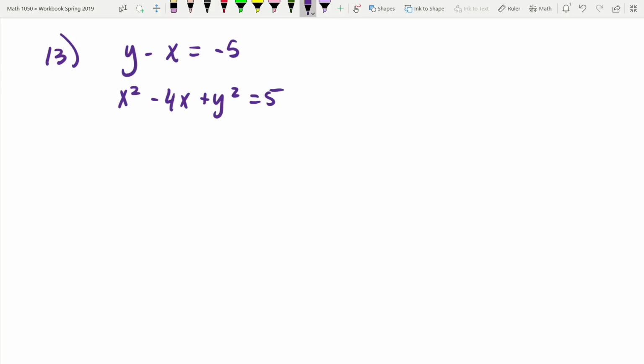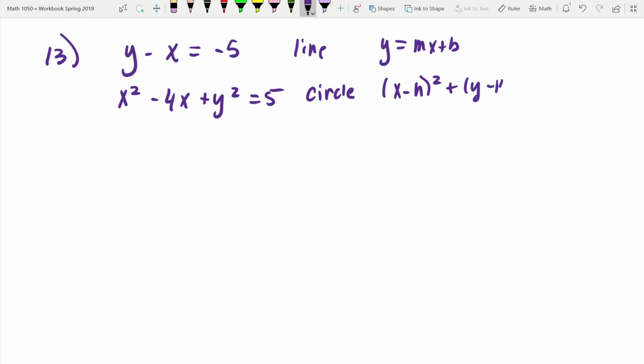Okay? The first one is a line. It's a line because both the x is raised to the first, as is the y. The next one, the x is squared and the y is squared, so I know that this is a circle. Standard form for a line is y equals mx plus b. Standard form for a circle is x minus h squared plus y minus k squared is equal to the radius squared. So I have to get them both in standard form.